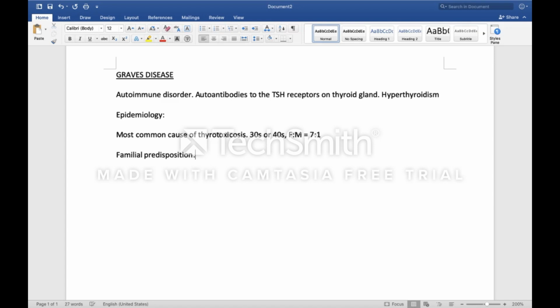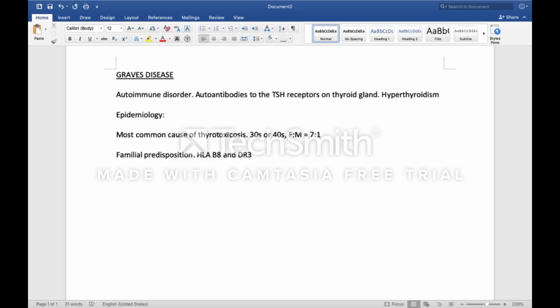Okay, so anyone who has close relatives with Graves' disease has a higher chance of also getting Graves' disease. And you will find that these autoantibodies are circulating in their blood. This condition also has some association with genetic makeup, like the MHC, major histocompatibility complex, also called HLA, human leukocyte antigen. HLA-B8 and HLA-DR3 carriers have more chances of getting this condition.